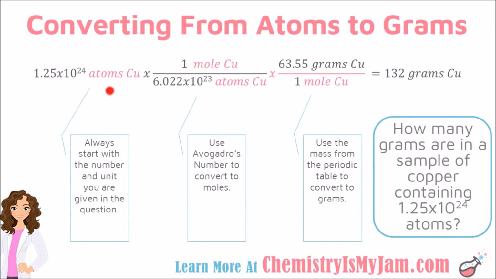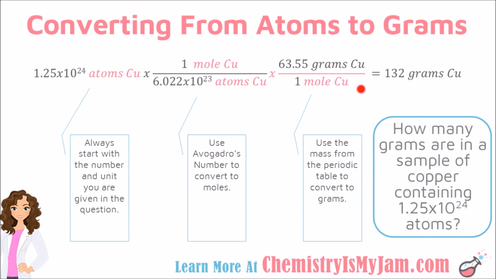You always want to start with the number and the unit that you're given in the question. 1.25 times 10 to the 24th atoms. Atoms is what I started with, so I need atoms of copper to be on the bottom of the next fraction. The only place you can go from atoms is to moles using Avogadro's number as a conversion factor. At that point, atoms is canceled out and I'm in units of moles.